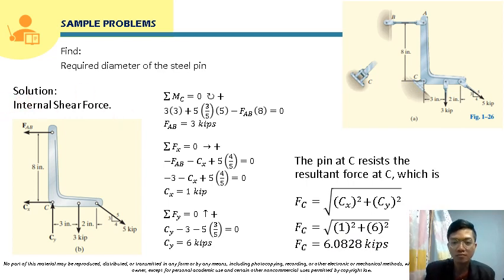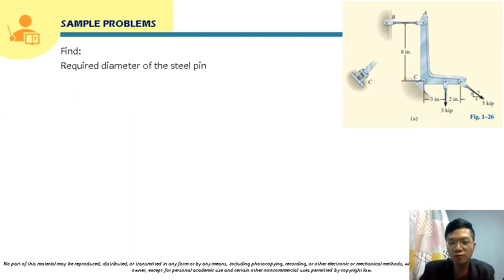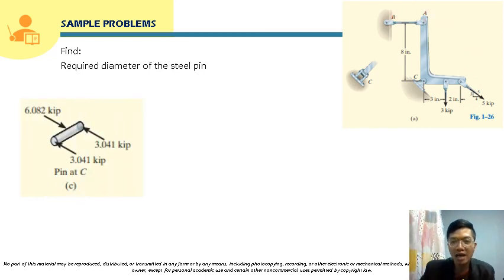The reaction force that we solved here at pin C will be equal to the force that will be applied to pin C due to the forces in this force system. So that force will be equal to 6.0828 kips, and that will be applied to the pin.